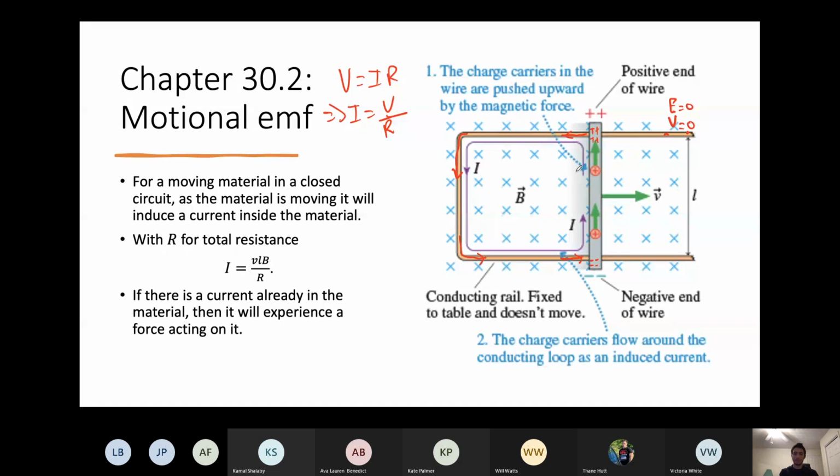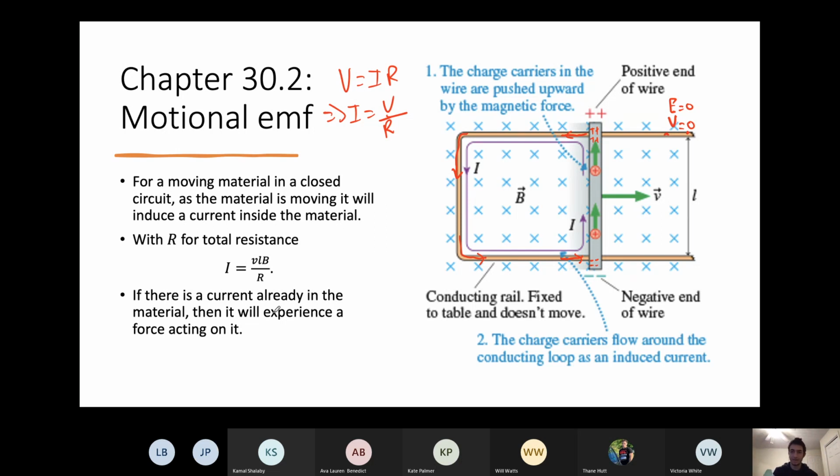Okay, so far, what we have been saying is that there's nothing special about this bar. It's just as it is, and you start moving it through the magnetic field. As you're moving it, the charges in it start feeling a force acting, pushing them upwards. But now let's look at the opposite thing. If there's a current already in the material, then it will experience a force acting on it. So now let's switch it a little bit.